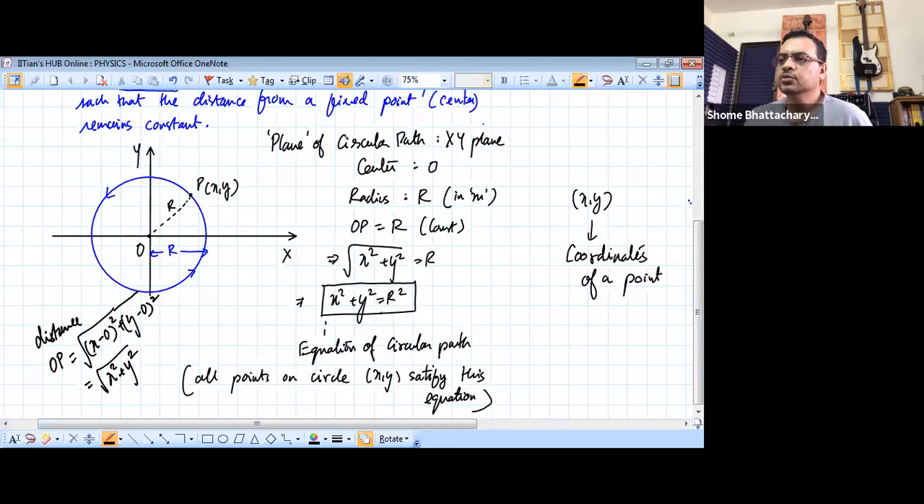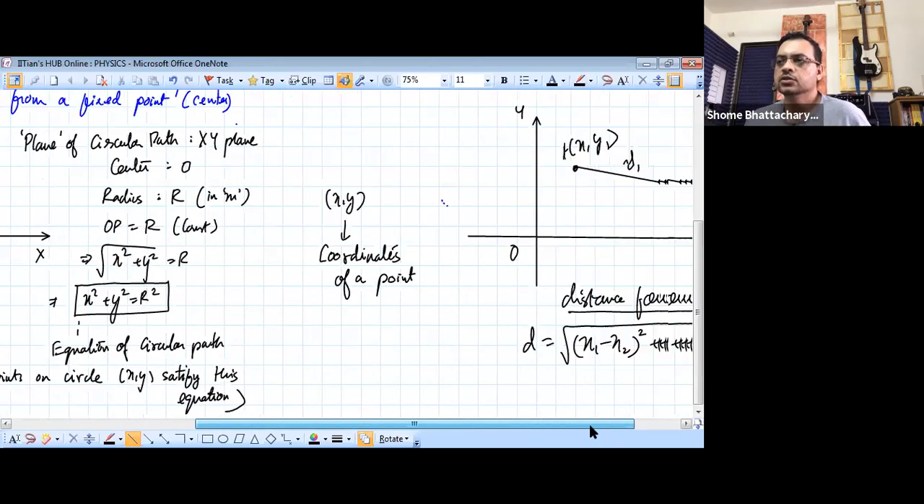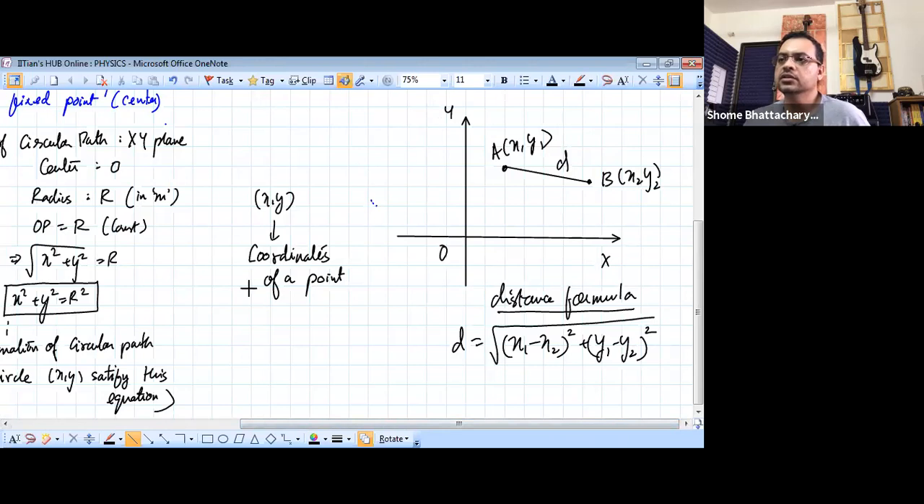So when we say x square plus y square is equal to r square, where r is the radius of the circle, this is called the equation of the circular path. So what is the meaning of equation of the circular path? It means any points which are lying on that circle satisfy this particular equation. That means the sum of their x coordinate squared plus the y coordinate squared is equal to this constant, which is r square. So that is called equation of circle in coordinate geometry, and this is called the distance formula.